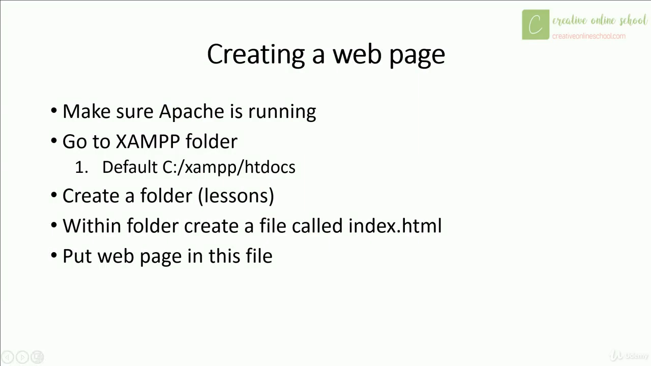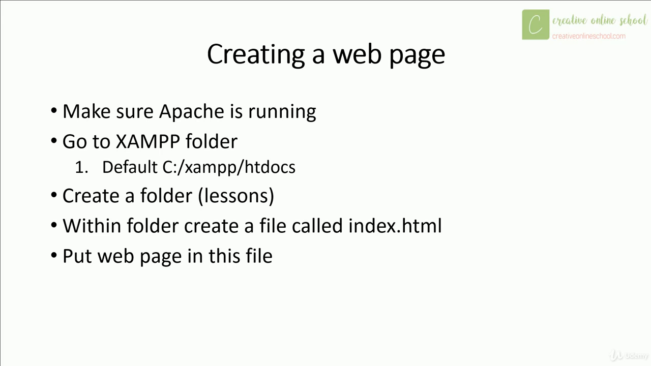We've already seen what happens with Apache in its default page, but let's learn how to make our own basic web page so that we can see where we're going to be changing things. First, make sure Apache is running, then go to the XAMPP folder. By default, it was C:\xampp, and then go into the htdocs folder. Create a new folder in there that we'll use for our stuff called Lessons.